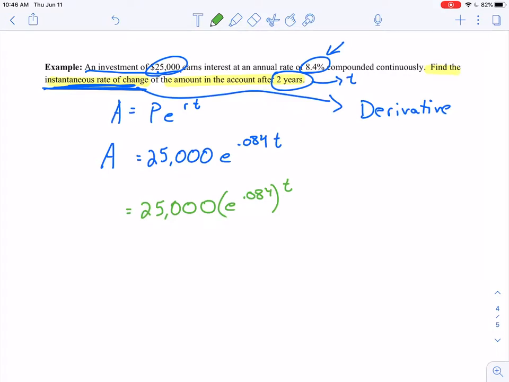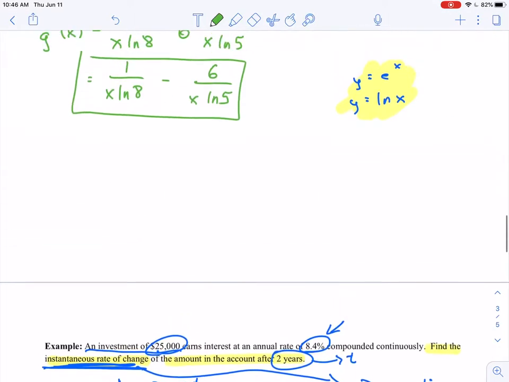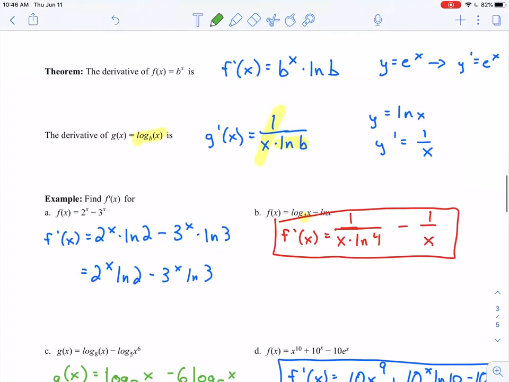Because now I can think about this as 25,000 e to the 0.084. That's not quite e, but it is a constant. So something like 25,000 times b to the t, where b just happens to be an exponential. It happens to be e to the 0.084. And I know how to take the derivative of this. We just said earlier, the derivative of that guy is going to be b to the x times natural log of b.